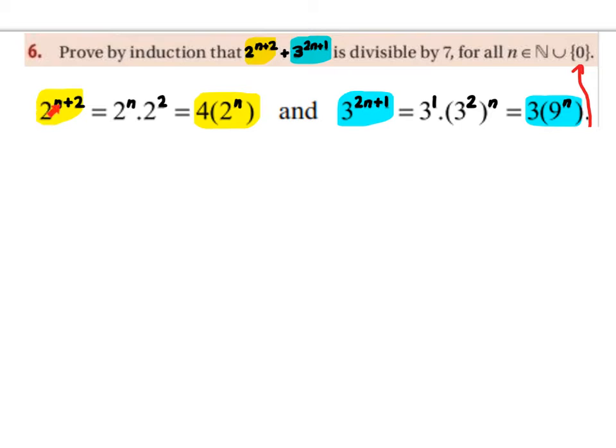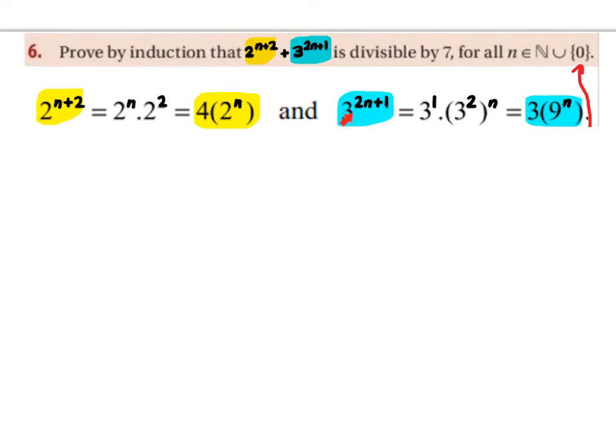So 2 to the power of n plus 2 we can rewrite as 2 to the power of n multiplied by 2 to the power of 2. Because we know one of our rules of indices is multiplying powers with the same base, we add the powers. So this is that rule in reverse. 2 to the power of n multiplied by 2 to the power of 2 gives us 2 to the power of n plus 2. And then that can be rewritten as 4 times 2 to the power of n, because 2 squared is 4, and then we just keep 2 to the power of n as it is.